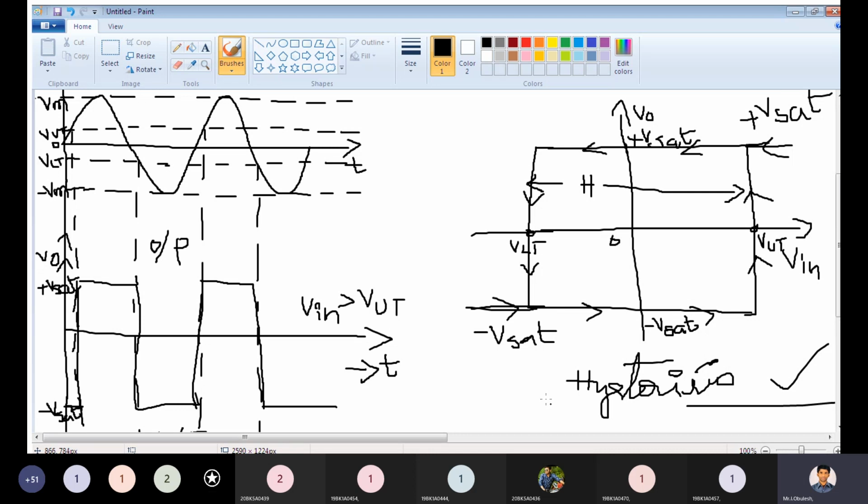Up to now, clear? You need to keep this in mind, this is the important point.